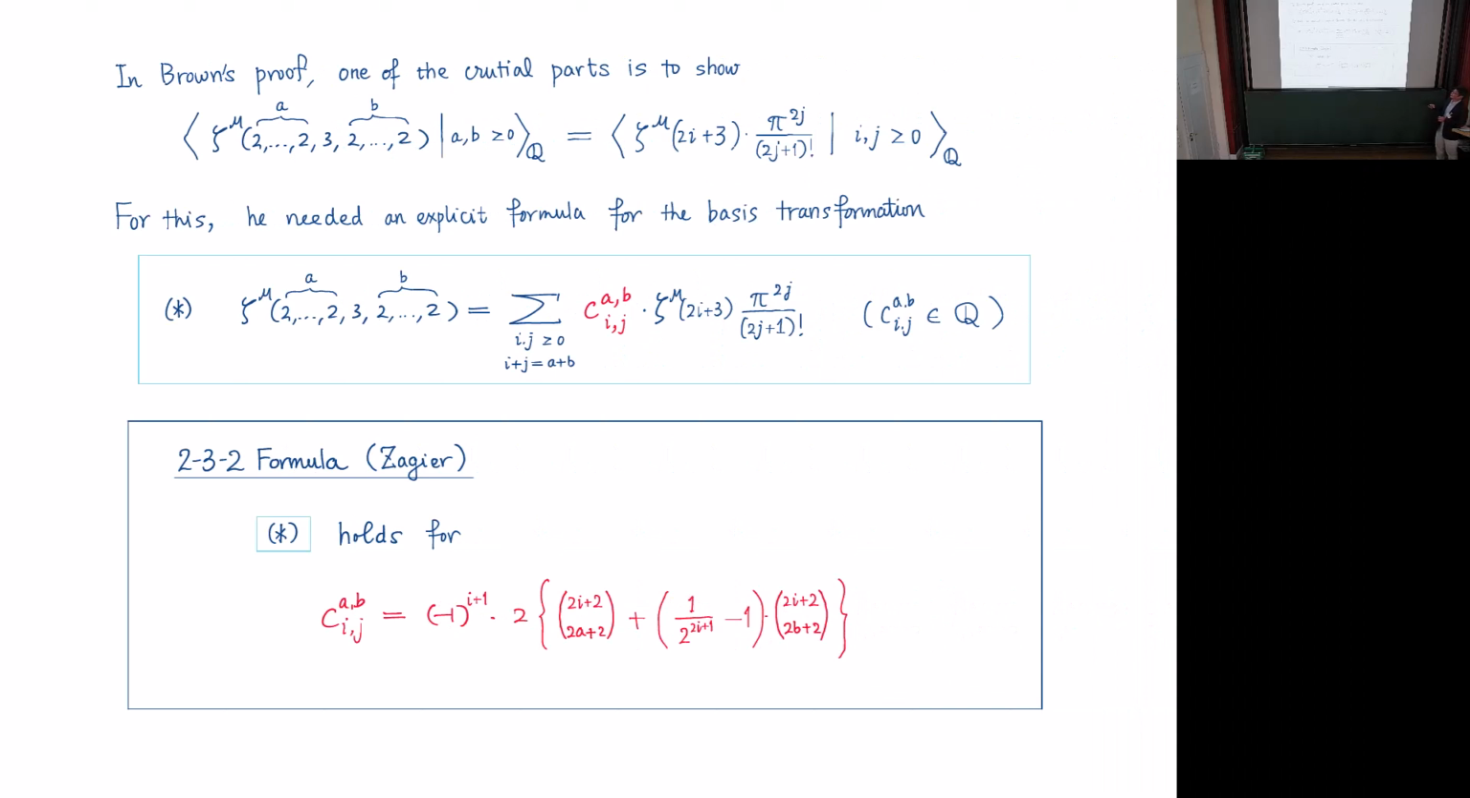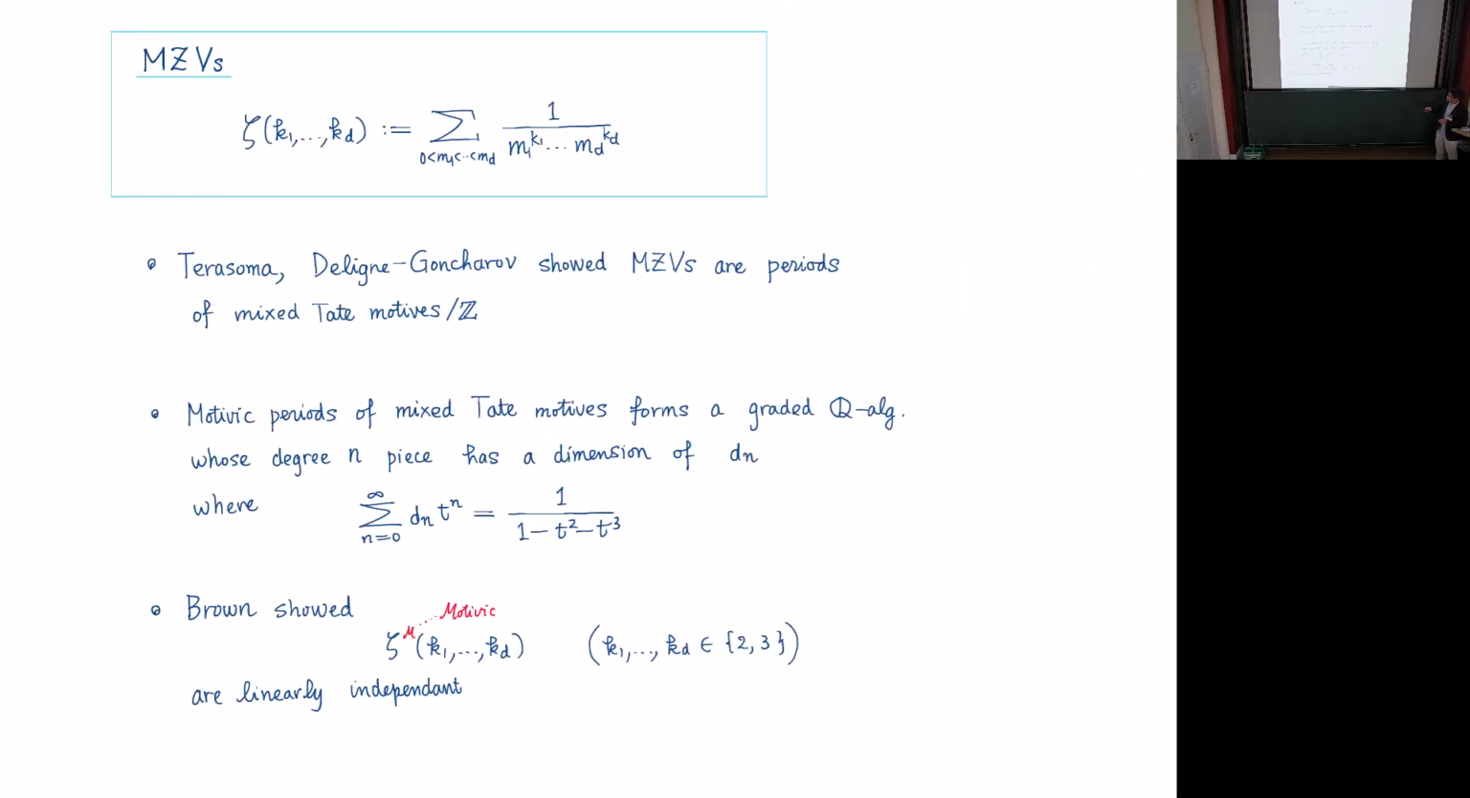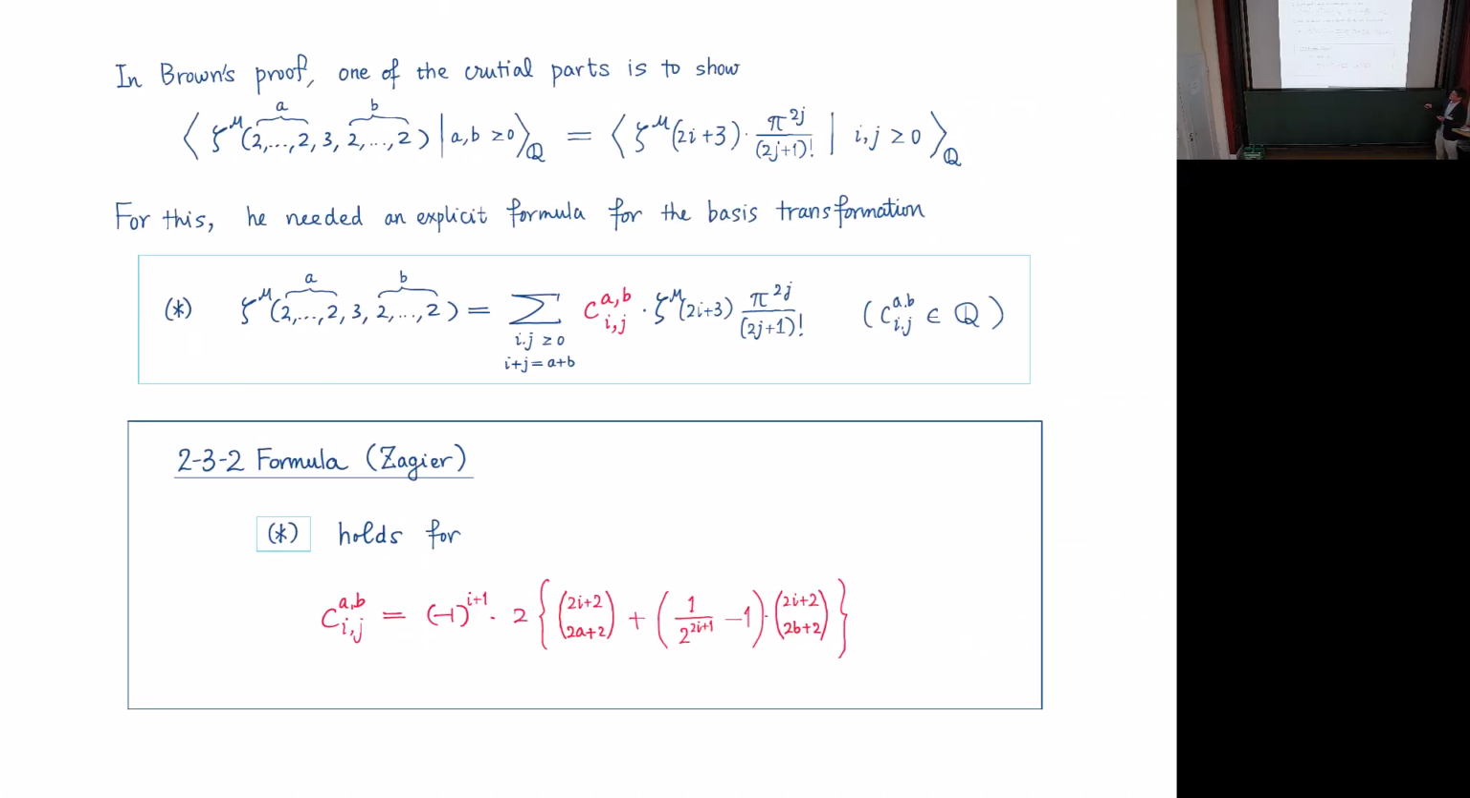In his proof, one of the crucial identities was needed to prove the independence of those numbers. He did a recursive argument and reduced it to the case when it only has threes in the entry. What he needed to prove is that these are all linearly independent, and in order to do that, he needed to prove an equality between spaces: the space spanned by those numbers is equal to the space spanned by odd single zetas times even powers of pi. And in order to get this, he needed some precise form of an equality like this, giving an expansion of those generators in terms of those.